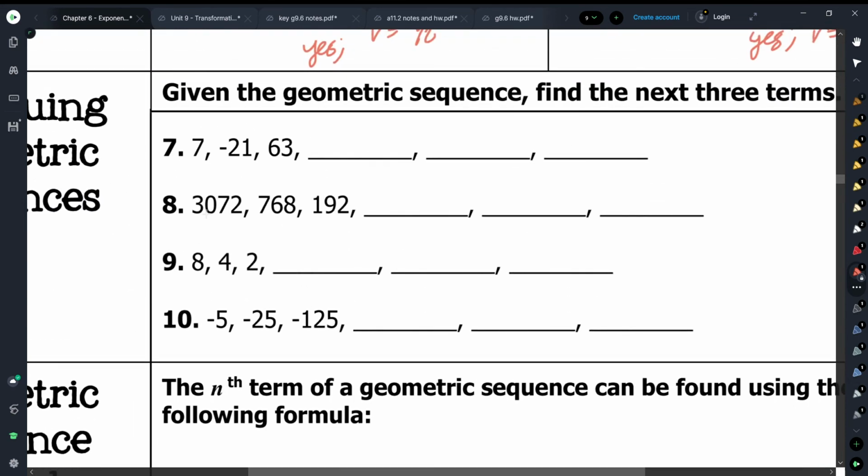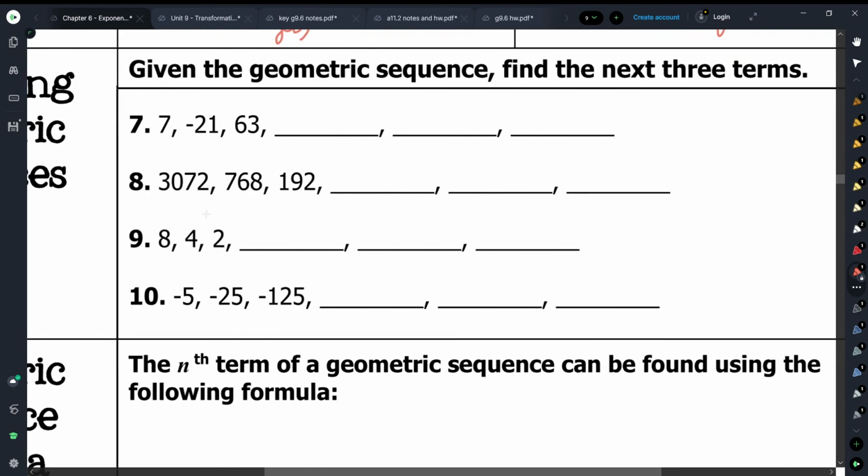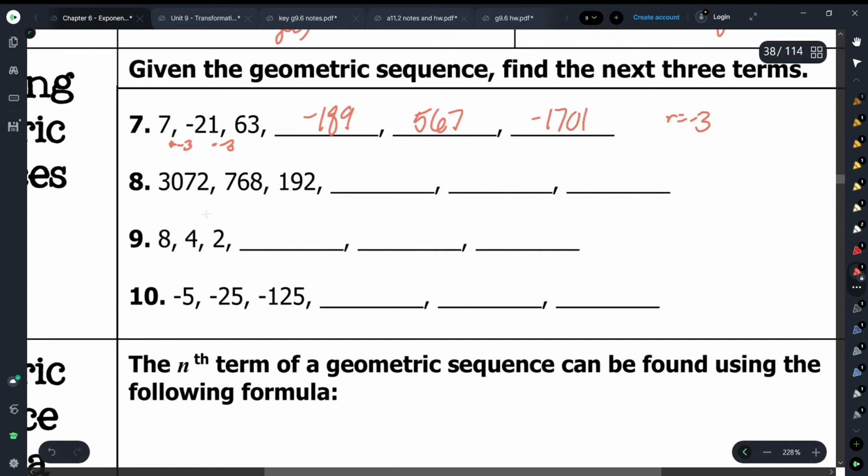So this one says, we're continuing geometric sequences now. Given this sequence, we want to find the next three terms. First, you have to find the common ratio, and then use that common ratio to find the next three. Here, we're multiplying by negative 3. Same here. So that's our common ratio. R is negative 3. So 63 times negative 3 is negative 189. Multiply that times negative 3, you get 567. Multiply that times negative 3, you get negative 1701.